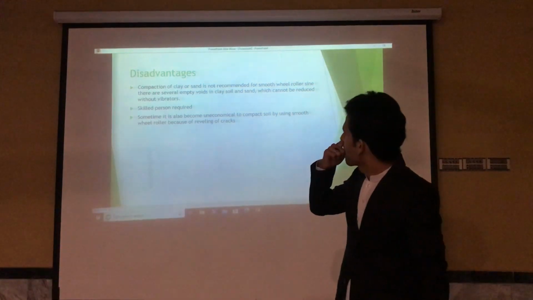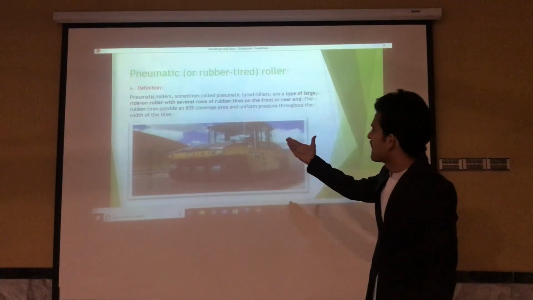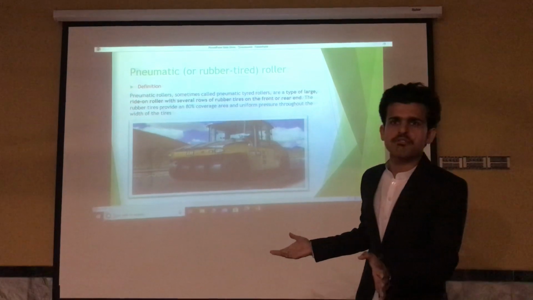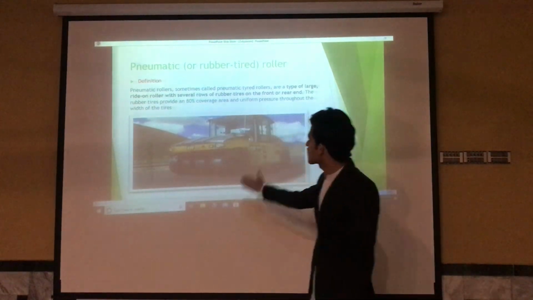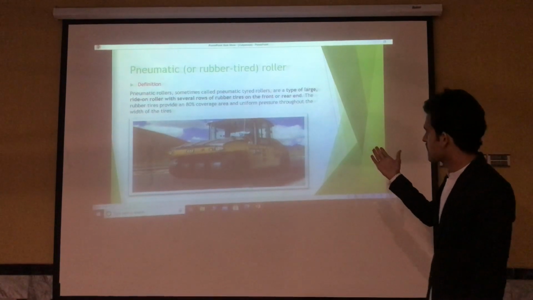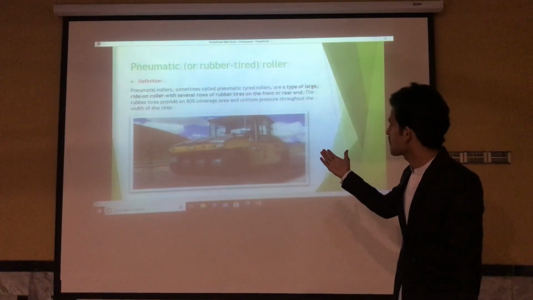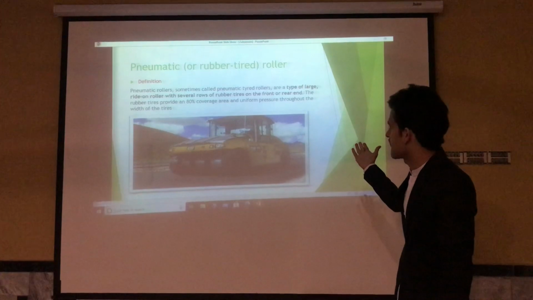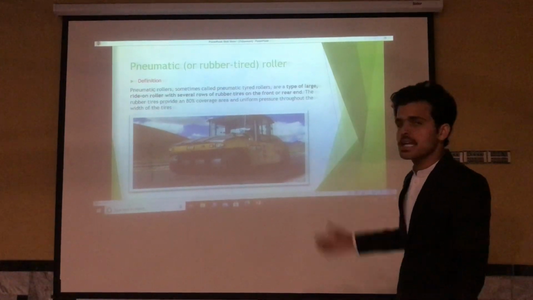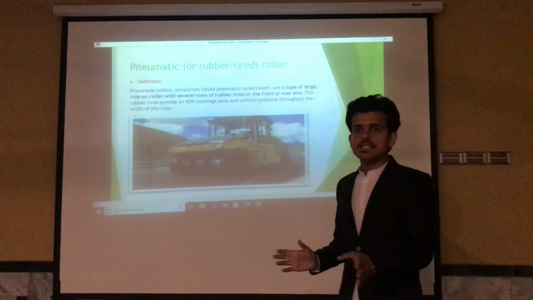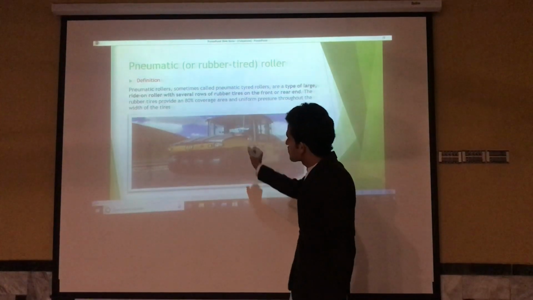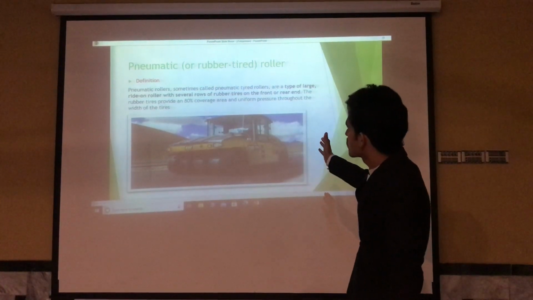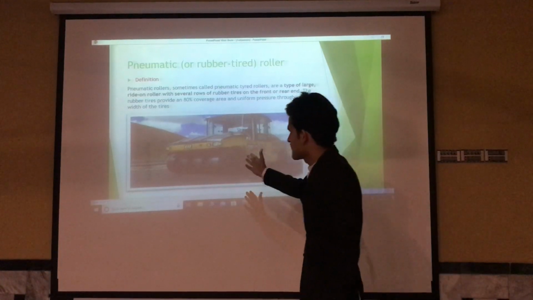Next, pneumatic roller. Pneumatic rollers are similar to that one, but they have rubber tires. Pneumatic rollers, sometimes called pneumatic tire rollers, are a type of large wheel roller with several rows of rubber tires on the front and the rear. The rubber tires provide 80% of the coverage. In the case of a smooth wheel roller, we are providing 100% of the coverage. And it provides equal area and uniform pressure throughout the width of the tires.